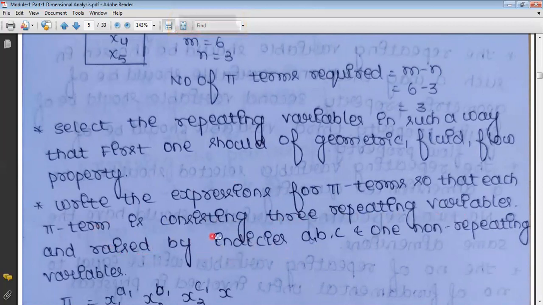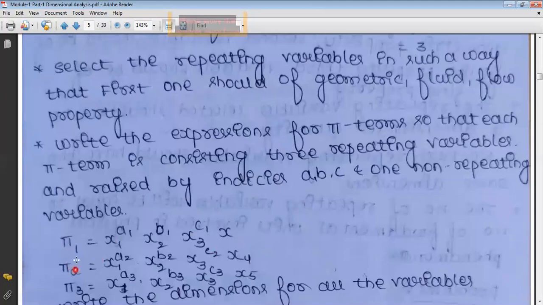That means you have to raise the powers a, b, c, similar to the Rayleigh method, and one non-repeating variable should be present. If you are writing the first pi term out of 3 pi terms, pi 1 is equal to the 3 repeating variables I have chosen, that is x1, x2, x3. Then you take one non-repeating variable, and you raise the power of only the repeating variables. You should not raise the power of the non-repeating variable. See here I have written pi 1, the first pi term, is equal to x1, x2, x3.